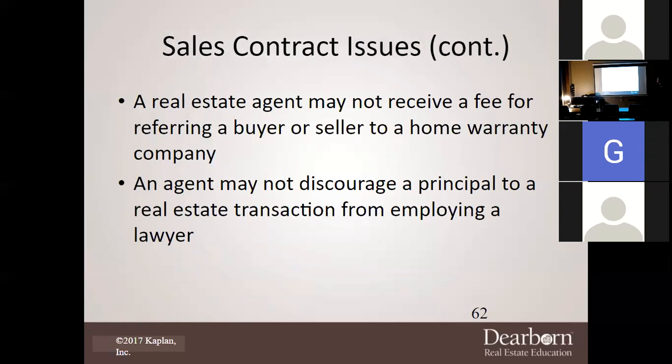A real estate agent may not receive a fee for referring a buyer or a seller to a home warranty. You cannot go out and say, hey, Travis, you own a home warranty. Give me a fee and I'll refer all my people to you. Can't do that. It's against the law. An agent also may not discourage a principal to a real estate transaction from employing a lawyer. It's not a wise idea to end up in a situation recommending they not hire an attorney. There are plenty of them that will try to do that. Okay.